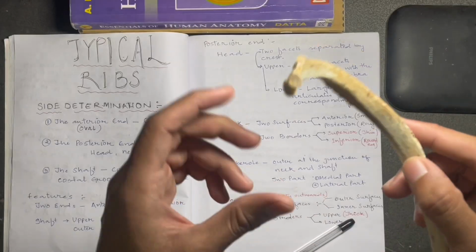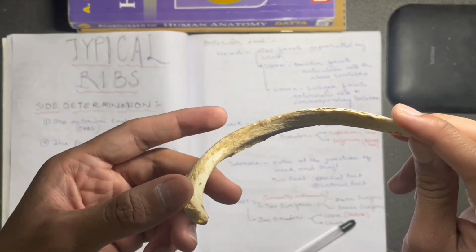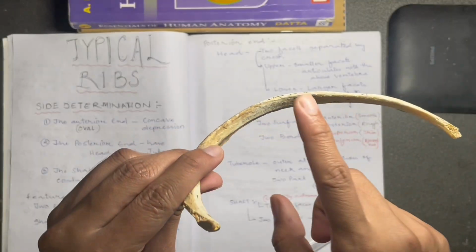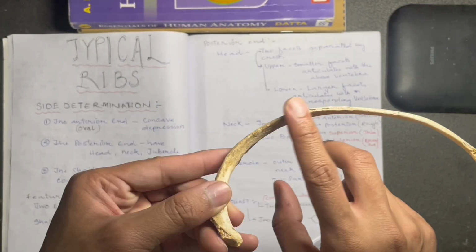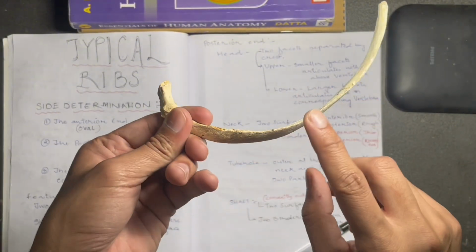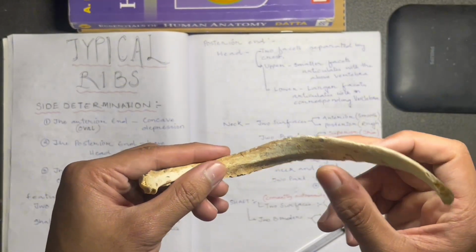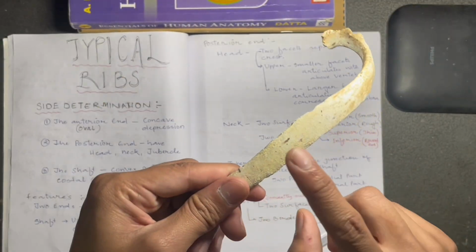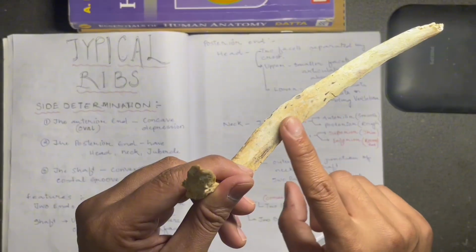Shaft. This is the shaft of the rib. The shaft has an upper and a lower border. There is the upper border here and the lower border here. The upper border is thick and the lower border is thin, and it has 2 surfaces: the outer surface here, and the inner surface here.